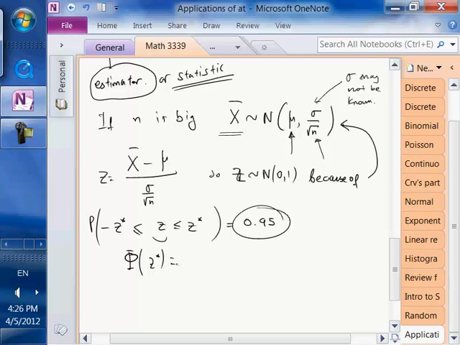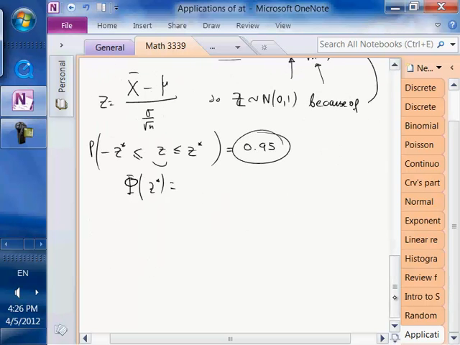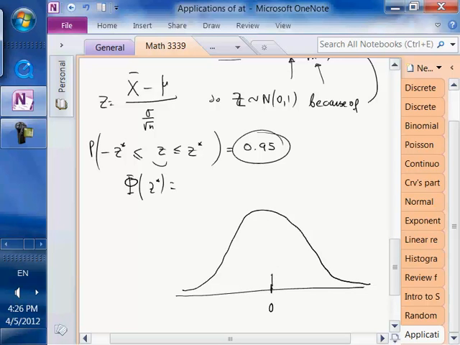Well, let's see what that would be equal to, how we will find it. Let's draw the picture here. Suppose this is the curve of the PDF of the standard normal distribution. You want negative Z star here and Z star here.